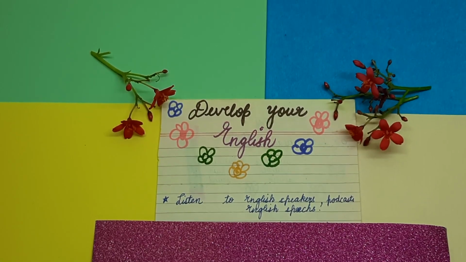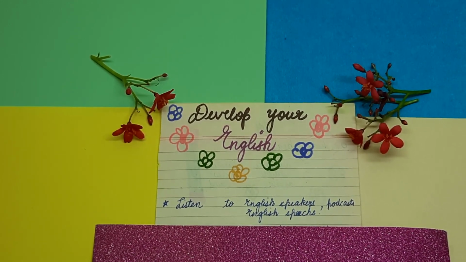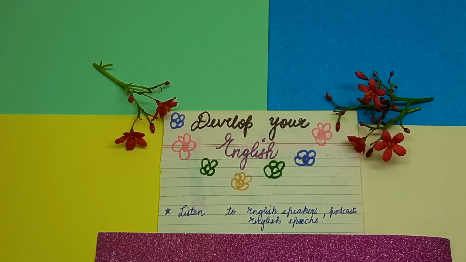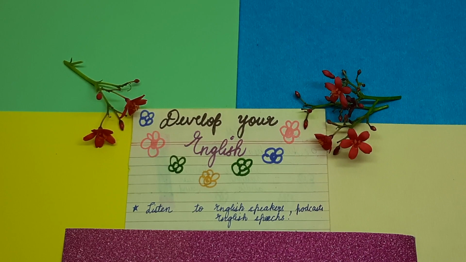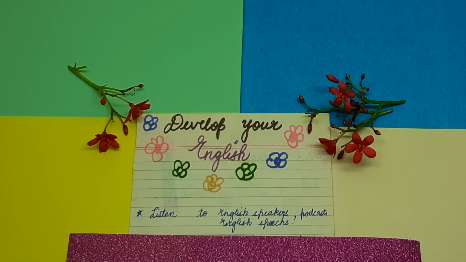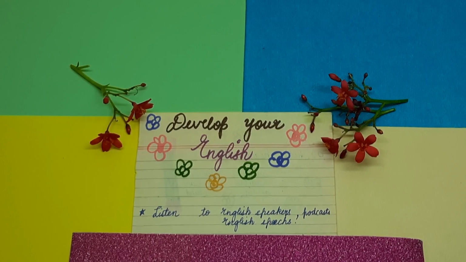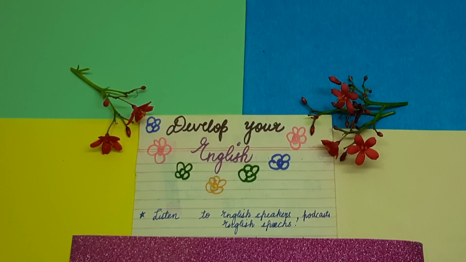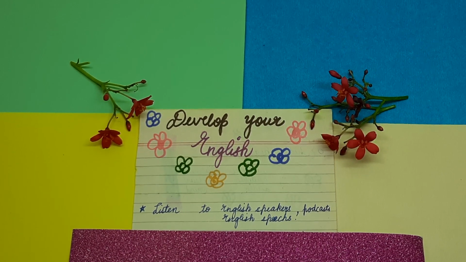So, tip number one is to listen to English speakers' podcasts and English speeches. English speakers, the ones who are natives, who have English as their mother tongue, for example, Americans, Britishers, and Australians. So you must listen to them, and if possible, you can also turn on the subtitles because in various social media platforms, subtitles are available. For example, in YouTube, auto-generated subtitles are available, and also sometimes the video uploader enables subtitles in different languages too.